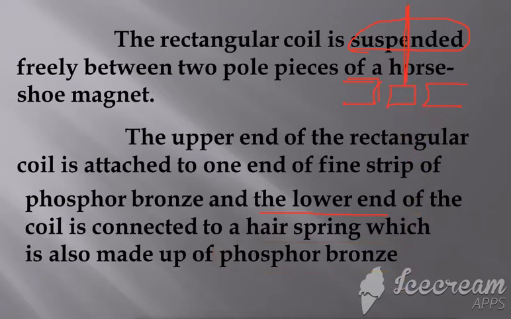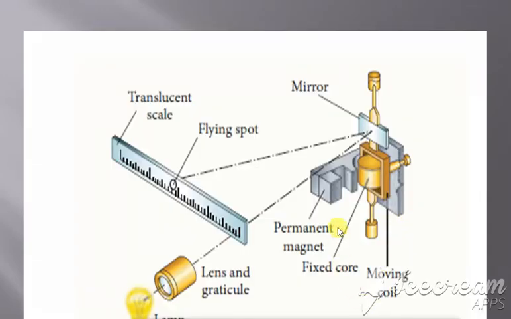Clear? So we have seen that this rectangular coil is suspended between the pole pieces of a horseshoe magnet. The upper end is connected to the fine strip of phosphor bronze. The lower end is connected to the hairspring, which is also made of phosphor bronze. Clear? So this is the arrangement of the moving coil galvanometer.